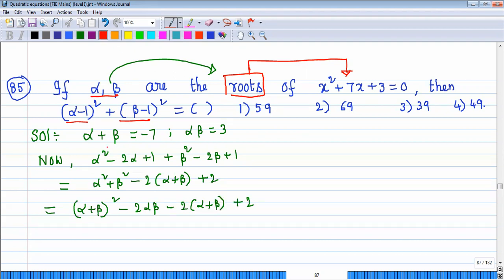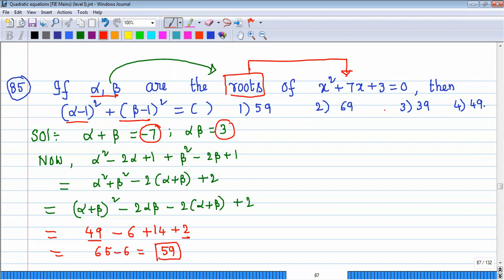Just substitute alpha plus beta is equal to minus 7, alpha beta is equal to 3. This is minus 7 square, 49. This is minus 6 plus 14 and plus 2. So this will be 49 plus 2, 51. 51 plus 14 is 65. 65 minus 6 is 59. Okay, 59 is there? Yes. First option.